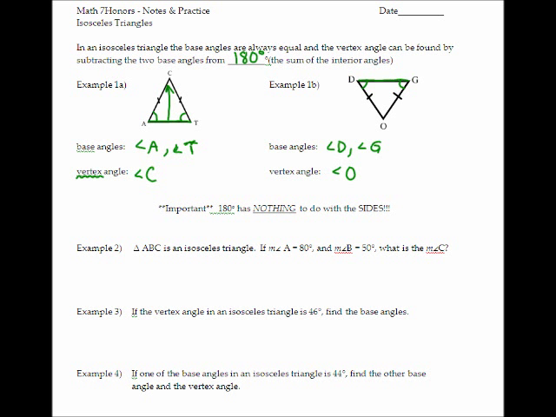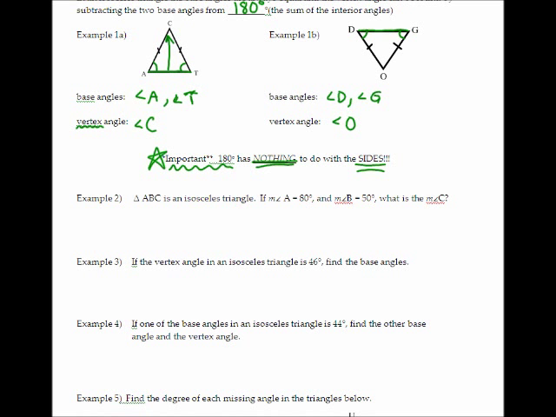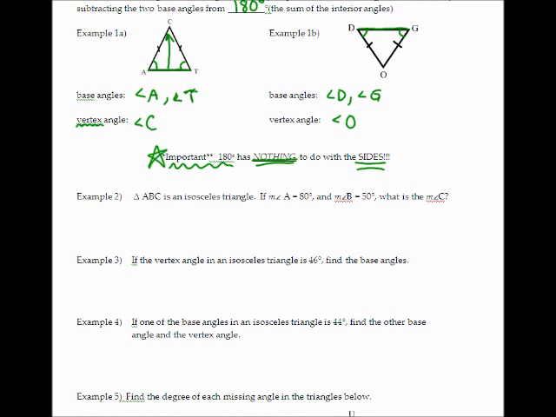Now, keep this in mind. I'm telling you that some of you are going to make this mistake, and I hope that I'm wrong. 180 degrees has absolutely nothing to do with the sides. It's only talking about the angles. Angles only. You can't add up the sides and get anything consistently. They can be anything, an infinite number of lengths. So let's do a couple example problems, and then I'm setting you off on your own.